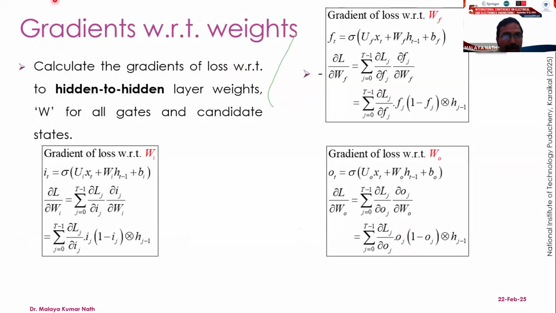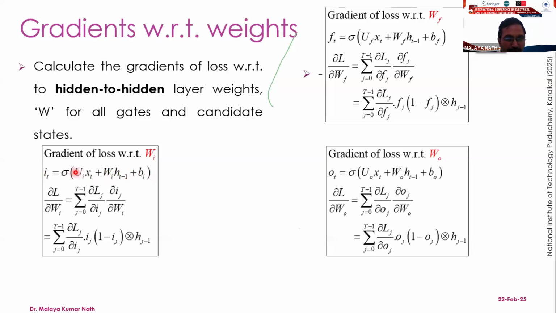So now, what will be the gradients with respect to the weights? Already we know how they can be computed with respect to the different weights. That means calculating the gradient of loss with respect to the hidden to hidden layer weights, that is W, for all gates as well as the candidate state. We already know how the gradient of loss with respect to Wi will be computed. Here, I stands for the input gate. So the IT information, that is the output of the input gate, can be represented as sigmoid of Ui xt plus Wi h of t minus 1 plus Bi.